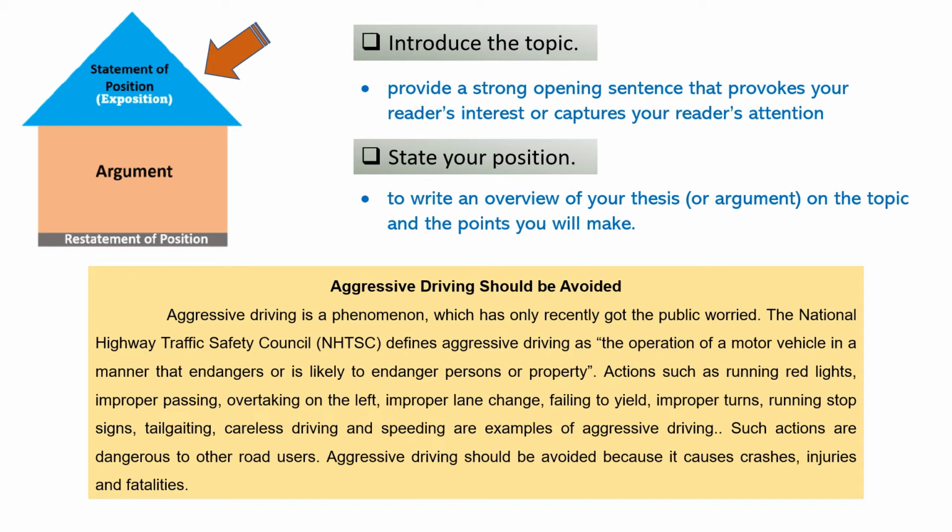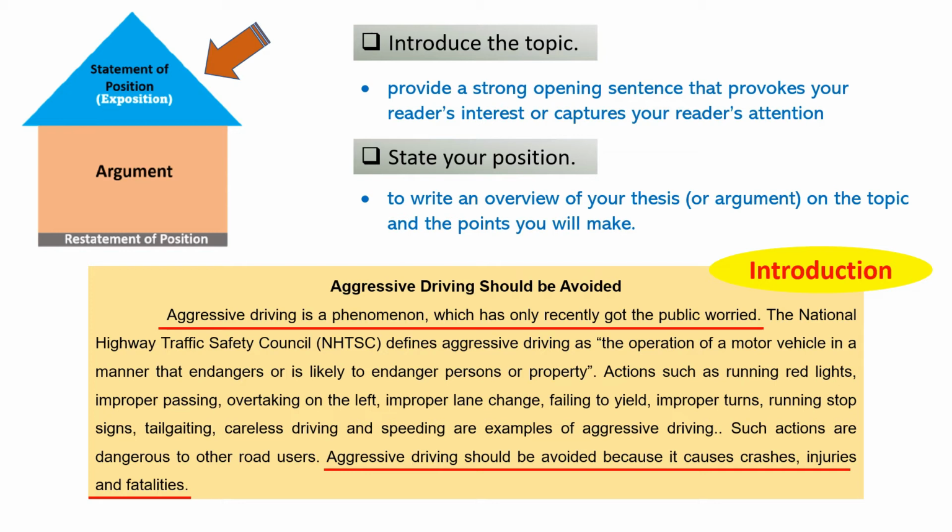This is how the topic was introduced. The writer provided a strong opening sentence that captured the reader's attention. The writer also stated his position as expressed on the thesis statement. This is the stand or position of the writer. So for him, aggressive driving should be avoided because it causes crashes, injuries, and fatalities. This is the introduction part of the essay.